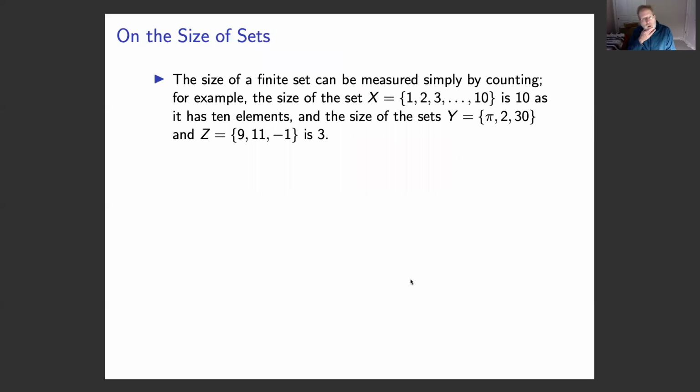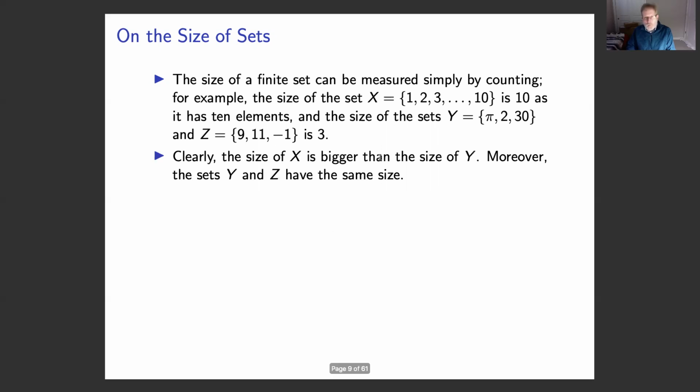Okay, so now on the size of sets, what does it mean to talk about the size of sets? Well, initially, mathematicians just investigated finite sets, and so the size of a finite set is well understood. Let me go through this example here. The size of a finite set can be measured simply by counting. For example, the size of this set is 10, and the size of this set is 3, and the size of this set is 3. Moreover, the size of x is bigger than the size of y. We can reach those conclusions just by counting the number of elements.